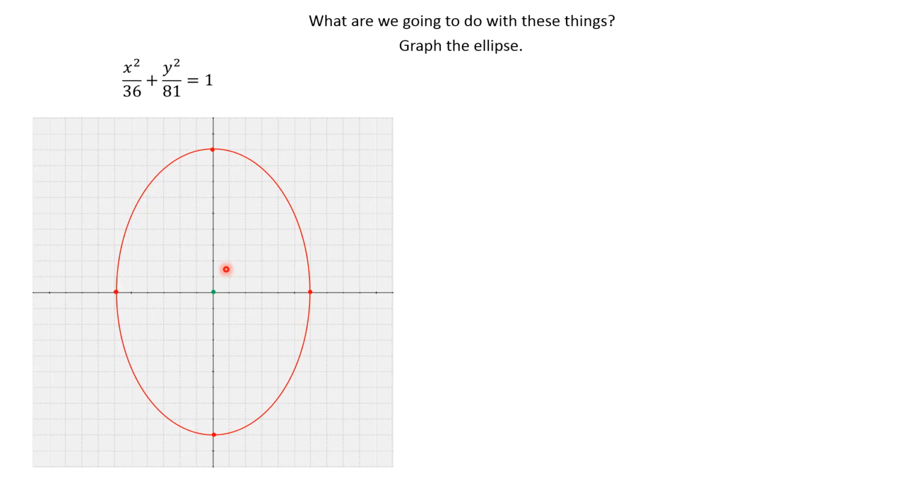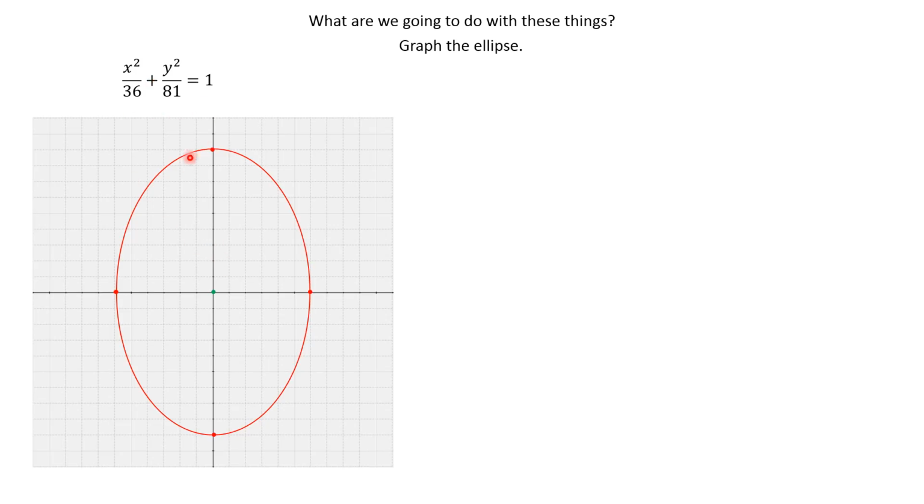If we wanted to find the vertices and co-vertices, for the vertices, we start at 0. We went up 9 and down 9, so we'd have 0, 9 and 0, negative 9. Co-vertices, 6, 0 and negative 6, 0. We could find the foci if we want. They're not going to be quite as pleasant. It doesn't work out quite that nice.